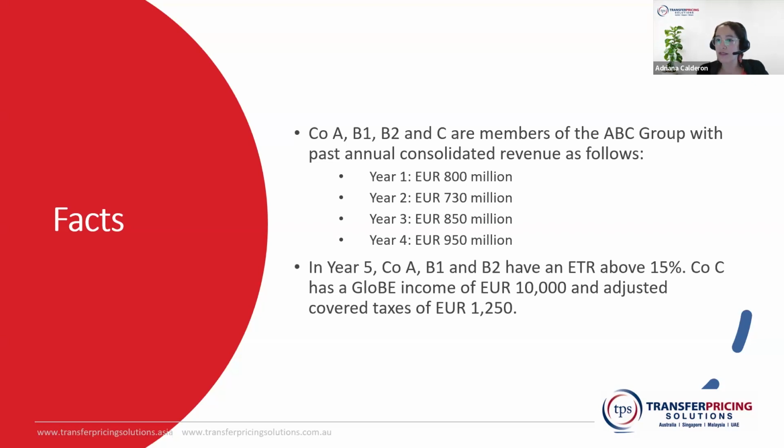So then the question is, does company C have to pay top-up tax? Yes, since it is below 15%. Exactly. Then the following question is, what's the amount that company C has to pay? You'll be looking at the difference, which is 15% minus 12.5%, which is 2.5%, times the GloBE income of 10,000. So that gives you 250 euro, which is the amount of top-up tax liable. And then the fourth question, which is what everyone is asking: okay, fine, so where do I pay my top-up tax?